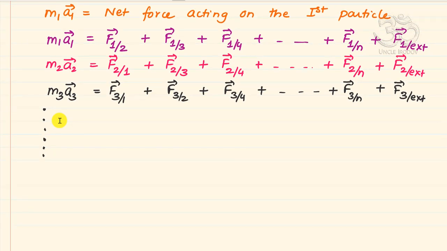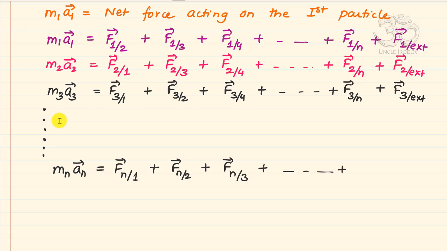So what is that? mn an, that will be the final row, and that will be force on the nth particle because of the first particle, plus force on the nth particle because of the second particle, plus force on the nth particle because of the third particle, and so on. And you are going to get force on the nth particle because of the n minus 1th particle, and finally force on the nth particle due to external causes. And we can now add them up.